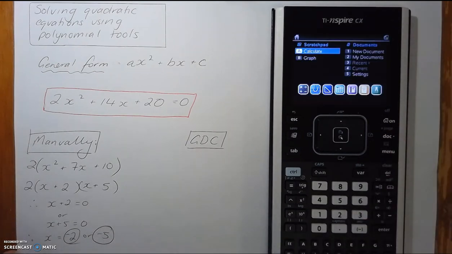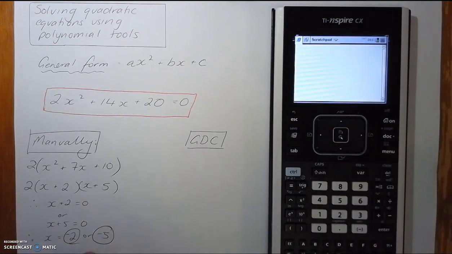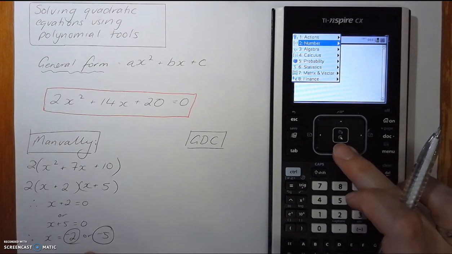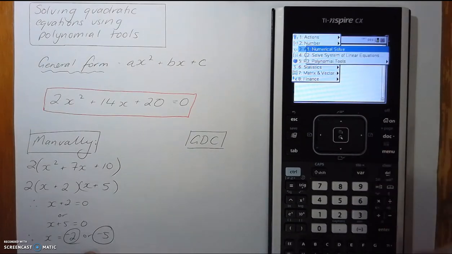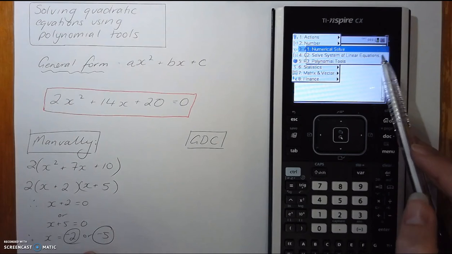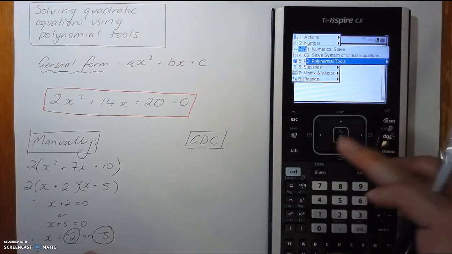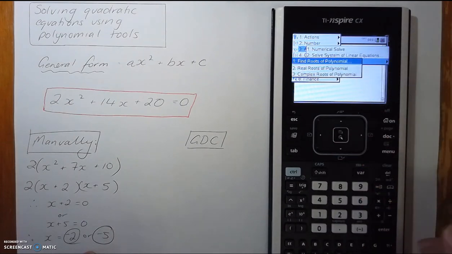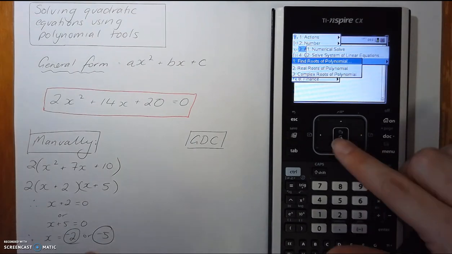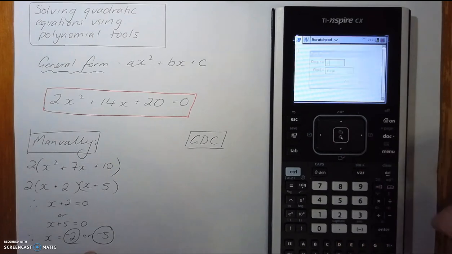So on our graphics calculator, there's a couple of steps. I'd recommend writing them down. We're going to be in calculate mode, and we are going to hit menu, and go down to number 3 for algebra. We've done numerical solve, we've done lin solve, we are now doing polynomial tools, and you see it opens another menu. When we get there, we are going to find the roots of polynomial, which is the first one.